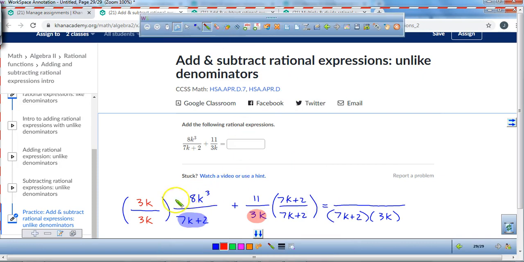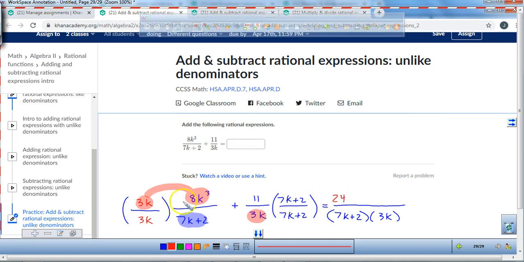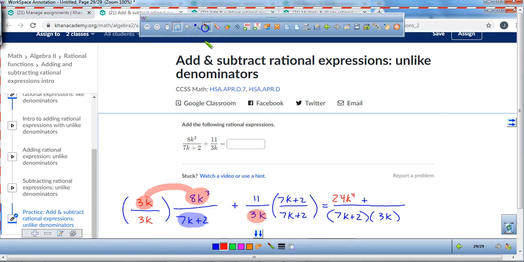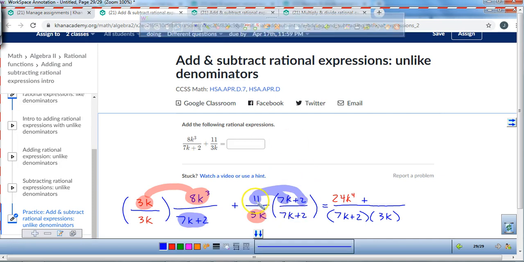And then all I'm going to do is do a little distributive property. Got to take that 3k, multiply it to this guy right here. So we got 3 times 8. That gives us a total of 24. And k times k cubed is k to the power of 4. I'm going to put plus. Makes it really easy because there's a plus sign right there. All I got to do is take that positive 11 and multiply it to the 7k. Then take that positive 11 and multiply it to the 2 right there. So we got 11 times 7k. That's a total of 77k. And then 11 times 2 is 22.